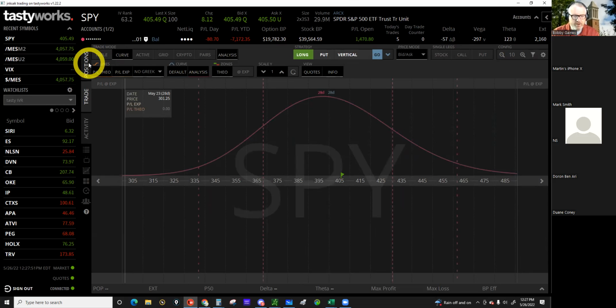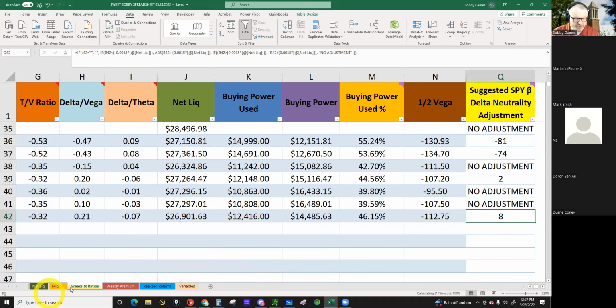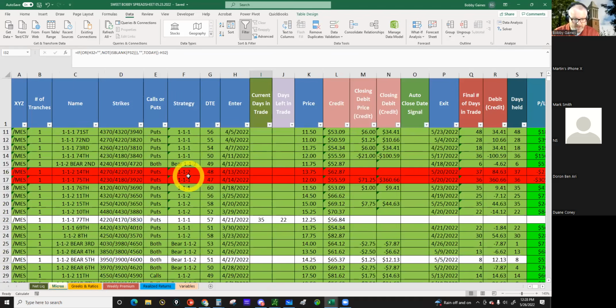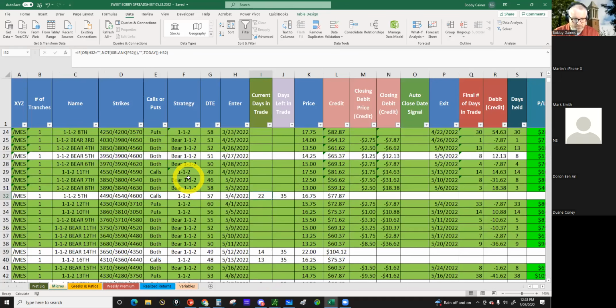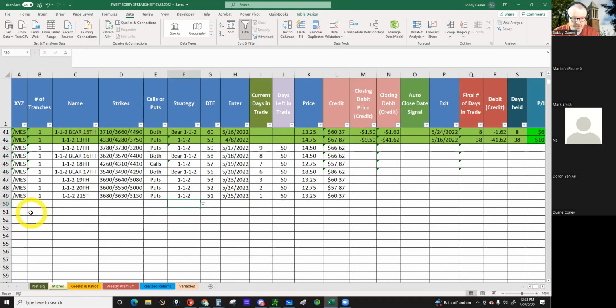Now, I don't know if we've done this before. Have we done a 112 bull together? Let's see. I don't think we have. Let's go through our little trades and see if y'all see a bull anywhere. 112 bear. Y'all haven't seen a 112 bull. Okay, well, we'll show you a new trade today.